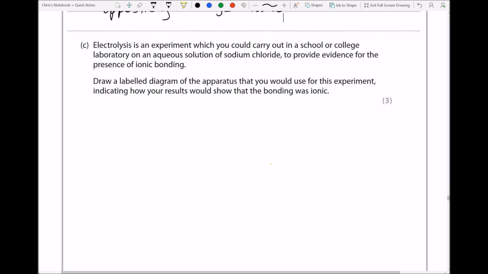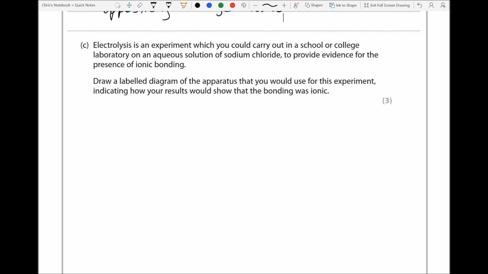Right, next bit, part C. Electrolysis is an experiment which you could carry out in a school or college laboratory on an aqueous solution of sodium chloride to provide evidence for the presence of ionic bonding. Draw a labelled diagram of the apparatus that you would use for this experiment, indicating how your results would show that the bonding was ionic.